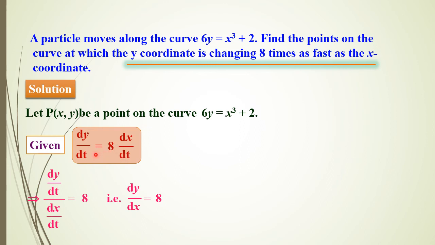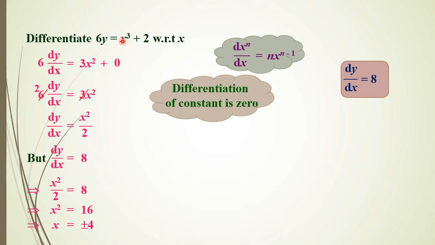So next, dividing dy by dt by dx by dt, the dt terms cancel, so dy by dx equals 8. Now come back to the original curve and find its differentiation with respect to x. So 6y equals x cube plus 2. Differentiating with respect to x, 6 stays as it is, the y term gives dy by dx, x cube gives 3x square, and 2 is a constant term, so its differentiation is 0.